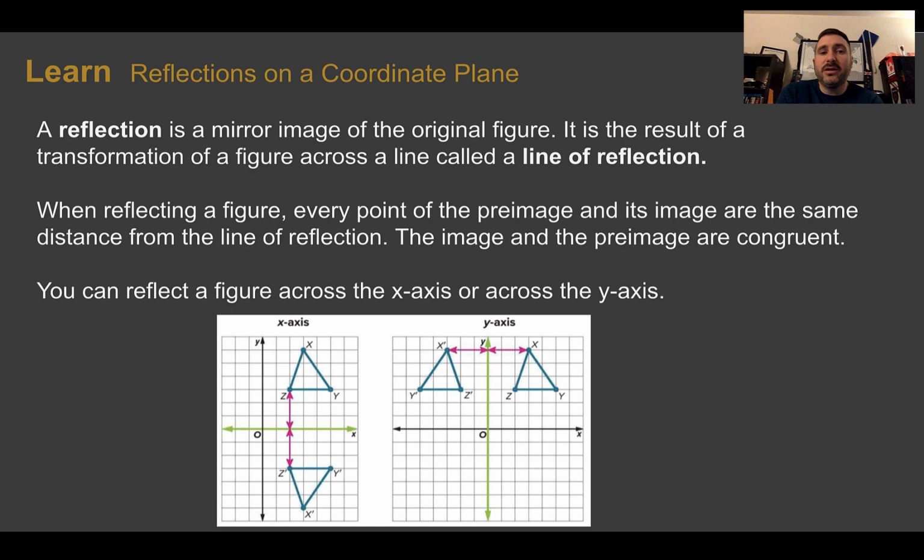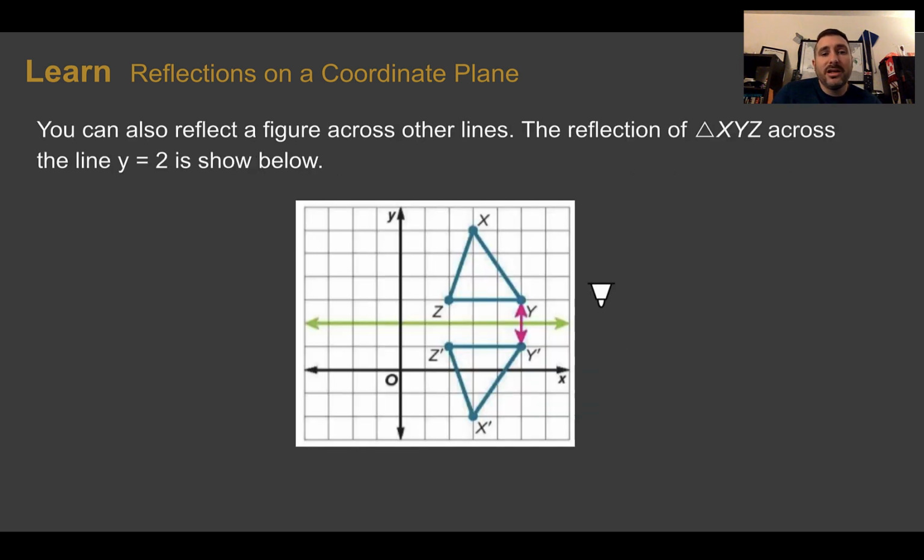You can reflect a figure across the x-axis or across the y-axis. So here we can see across the x-axis, here's our x-axis right here. Our figure is going across that x-axis. Here we can see the y-axis. Our shape is being flipped across the y-axis. I can tell again which one was the start and which one was the end by looking for that little prime symbol. Start does not have it, end has that prime symbol. You can also reflect a figure across other lines.